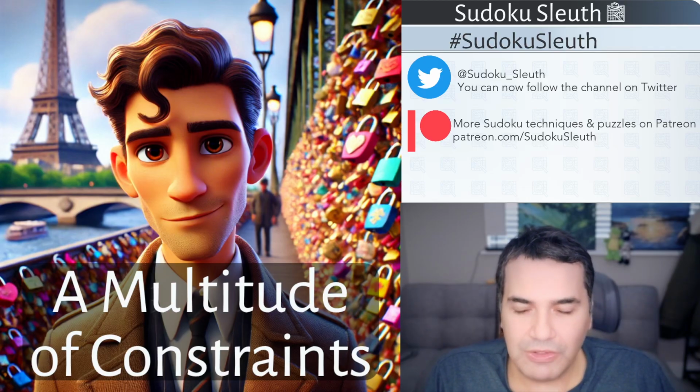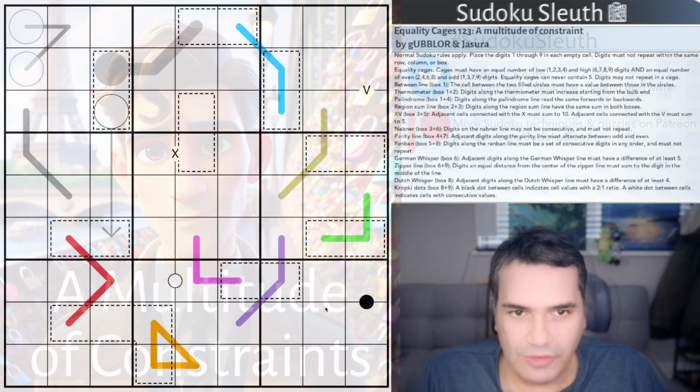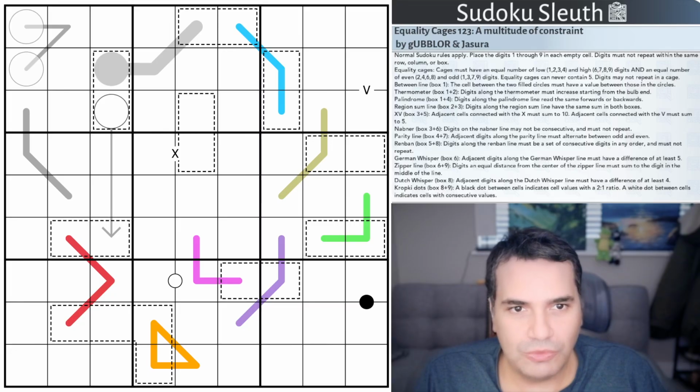Now, given the sheer volume of constraints we're going to be talking about, I've gone for the same concept as before, where you've got Sleuth there on a bridge, where people, I guess, have been locking away their secrets with these constraints, these locks. Anyway, let's take a look at today's puzzle and rule sets with Equality Cages 1, 2, 3, A Multitude of Constraints by gUBBLOR and Jasura.